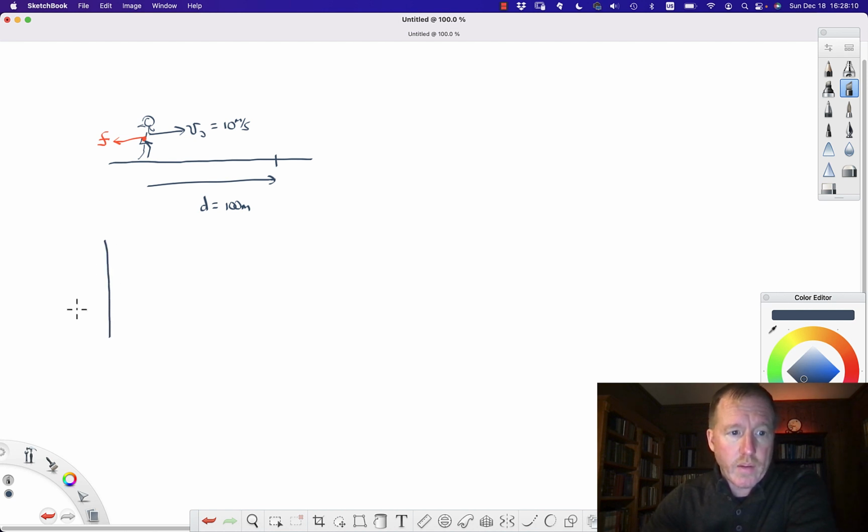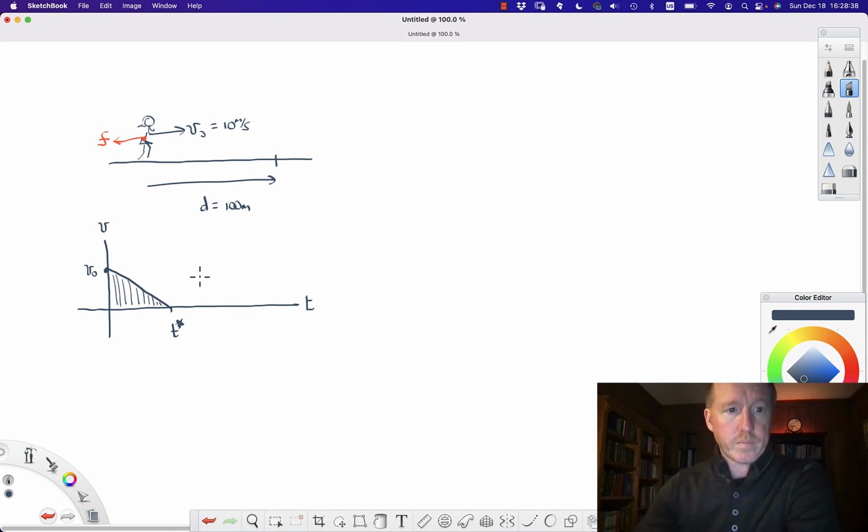So let's think about it this way. Let's make a plot of her velocity as a function of time. She starts out with some initial velocity, v0, and if she's decelerating, at some point she will come to a stop at some time. We'll call that t star. That's the time it takes for her to come to a stop. And during that time, she will travel some distance. Well, what's the distance traveled? It's just the area underneath this velocity versus time plot.